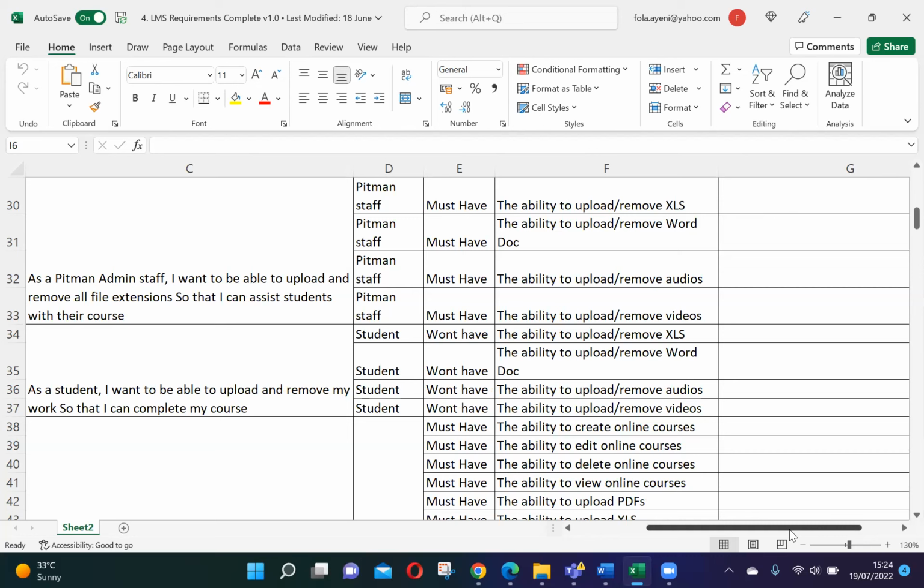You can write in this way: this user story will be accepted by the product owner when, point number one, the Pitman staff have the ability to upload videos. The Pitman staff sees an upload button. Like that, you have to give the pointers. So acceptance criteria are the criteria on which your product owner will accept that user story, or the conditions or parameters where your user story will be considered as completed. That is acceptance criteria.